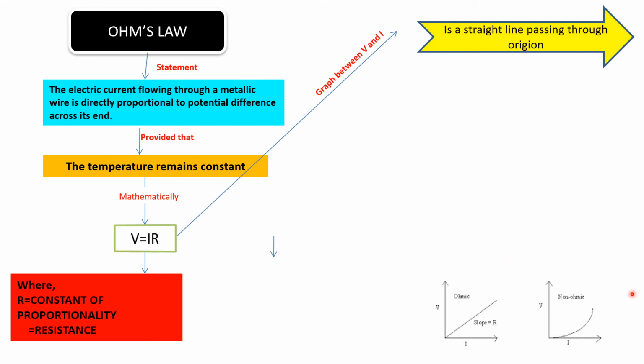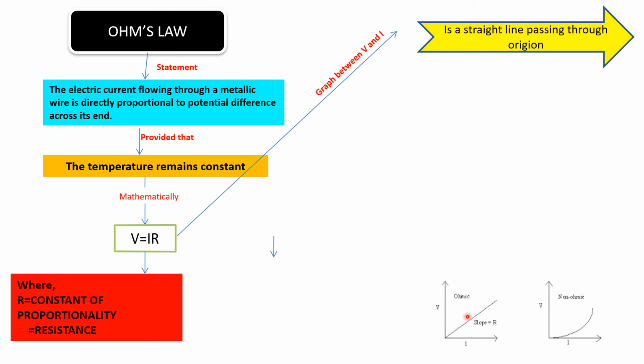But ma'am, here there is a curve also. So there are two types of conductors. One is an ohmic conductor and the other is non-ohmic conductors. An ohmic conductor is one that obeys Ohm's law. A non-ohmic conductor is one that does not obey Ohm's law. So the one which doesn't obey Ohm's law, for that this is not a straight line, it is a curve. But the conductor which obeys Ohm's law, for that this is a straight line.